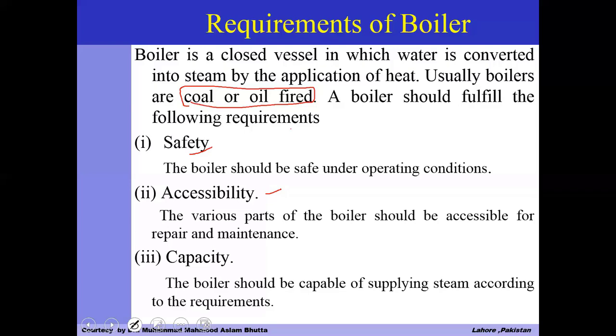Like if we have a larger power plant and the power plant requires 100 cubic meters of steam per hour, then definitely the boiler should be of a larger size. And let's say we have a smaller power plant that requires only 10 or 20 cubic meters of steam per hour, then definitely the boiler should be of a smaller size. So capacity is a requirement that depends on the size of the power plant, according to our design.